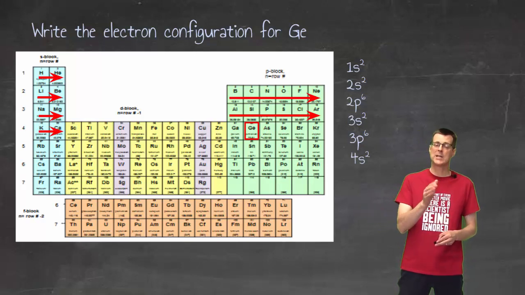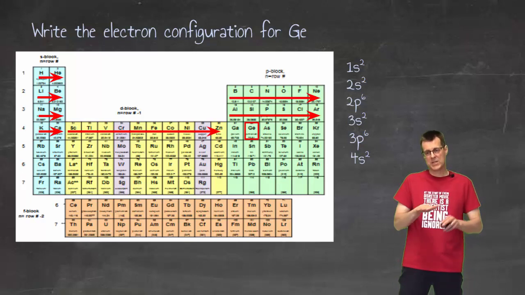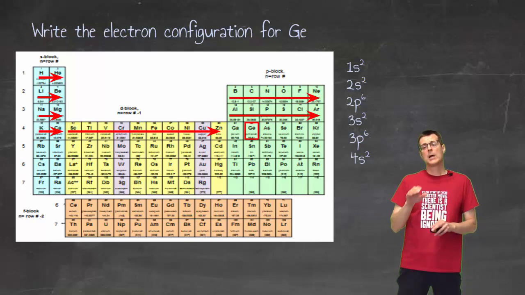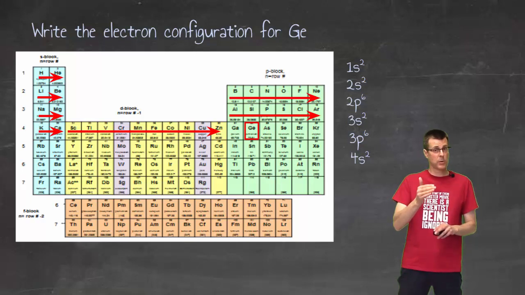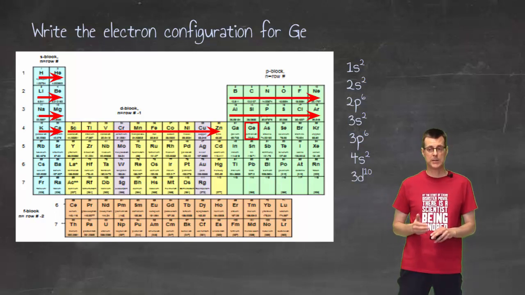Now, as I get into that next block, the next block is a little bit different because now with that yellow block, if you look, it says D block, and it says row number -1. N equals row number -1. So that is not a 4, it's in the fourth row, but it's actually a 3D. Count them all the way across, 3D10. Getting closer to germanium. I've got 2 more to go.